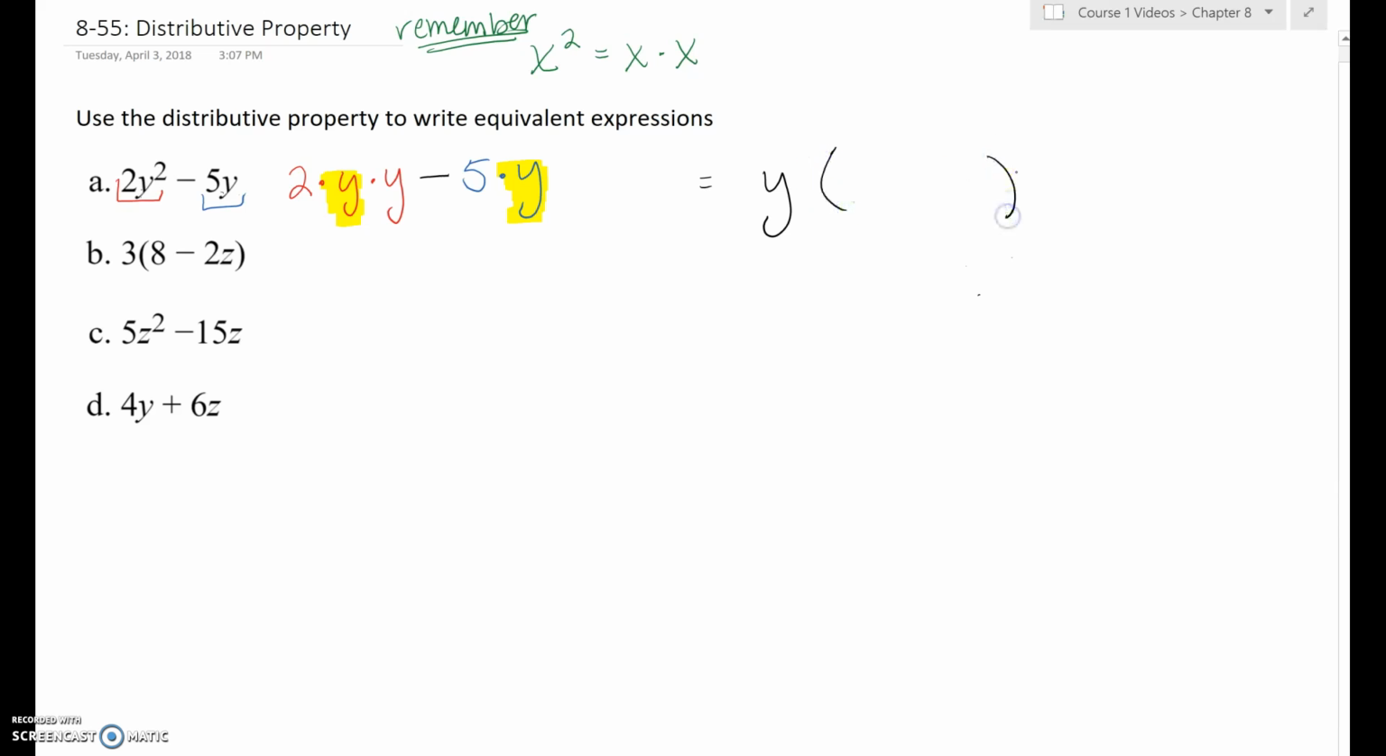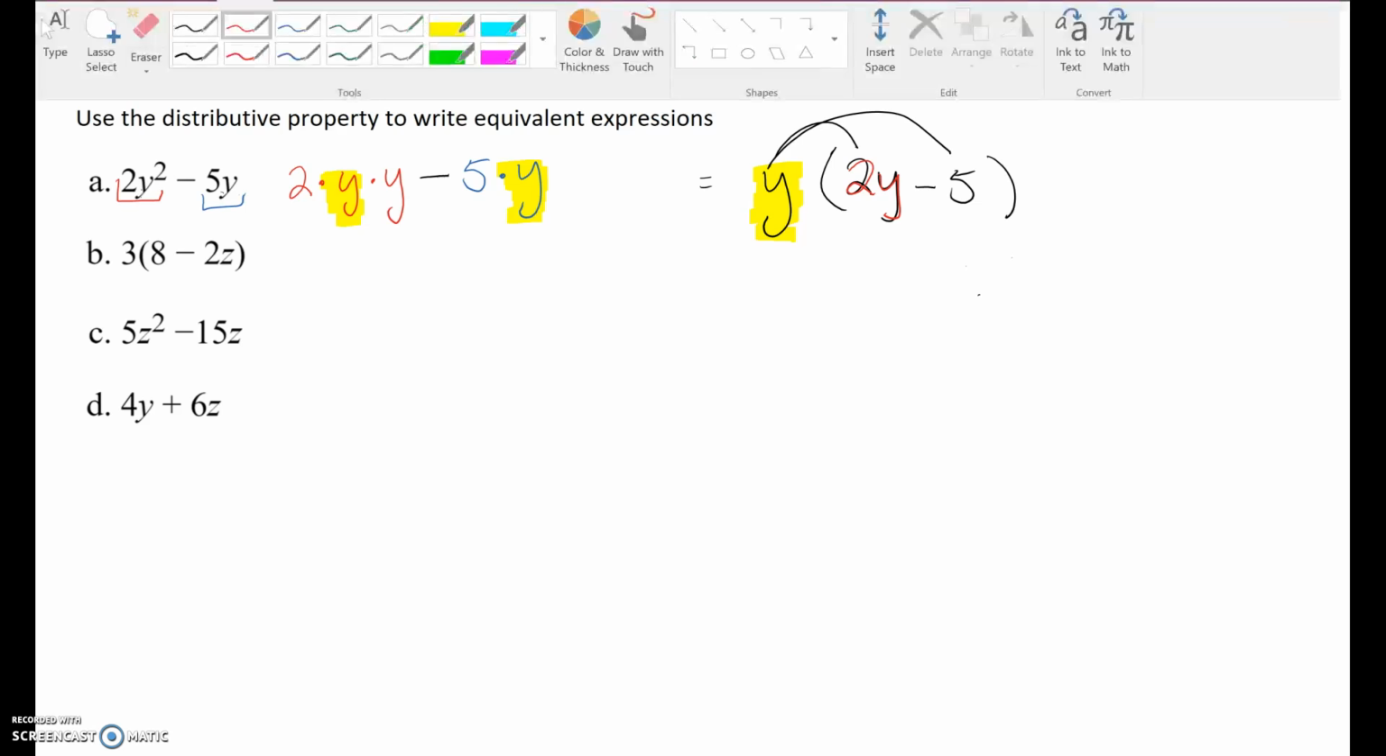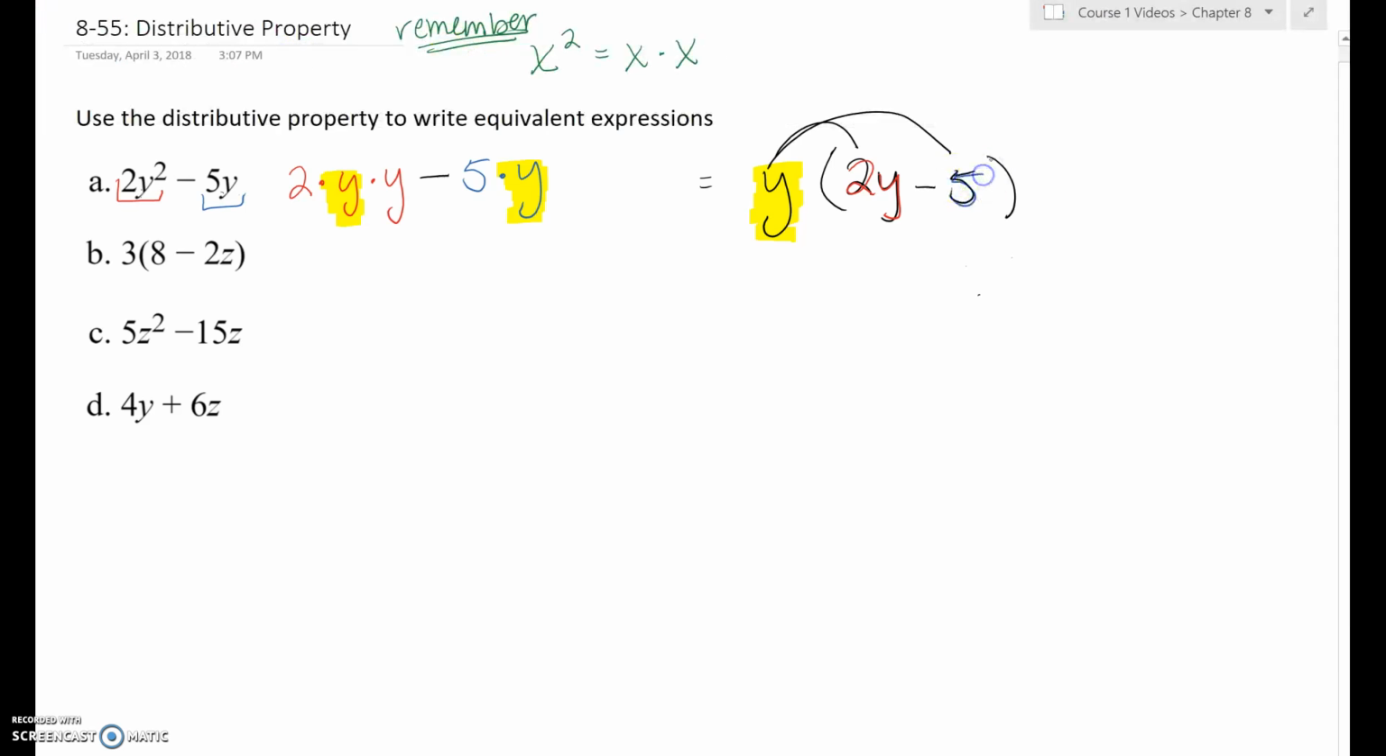So that means that y times 2y, so y times 2y is 2y squared, and y times 5 is 5y. That is an equivalent expression. This expression here is equivalent to this one here. And I should have done these in red. So this is the red term. This is 2y minus the 5 blue. All right, let's try the next one.